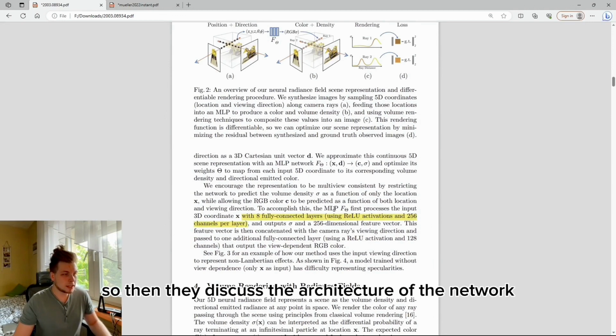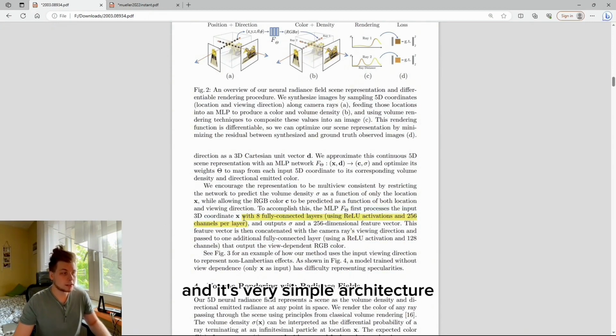So then they discuss the architecture of the network, and it's a very simple architecture. It's 8 fully connected layers with ReLU activations and 256 channels per layer. This is not a convolutional neural network, so that's an important thing. And these 8 fully connected layers output sigma and a 256-dimensional feature vector, okay.